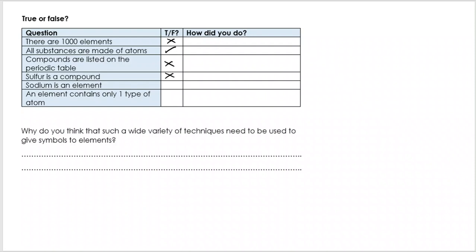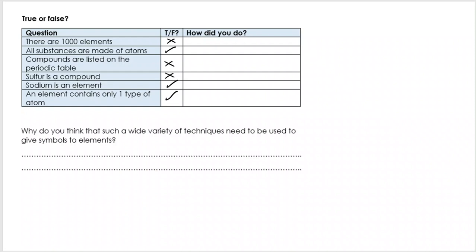And then it asks, is sodium an element? Well, that one's true as well. You'll find sodium on the left-hand side of the periodic table with the symbol Na. So that is definitely an element. And then we've got, an element contains only one type of atom. Now that one is true, and we discussed it on the previous activity.